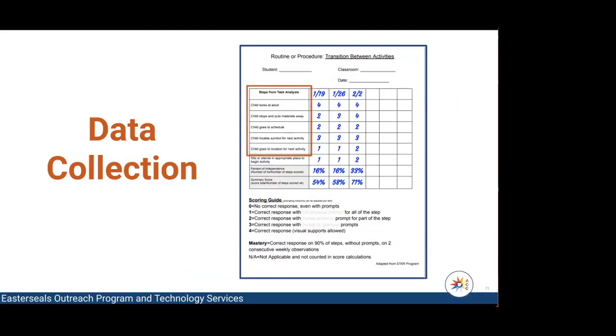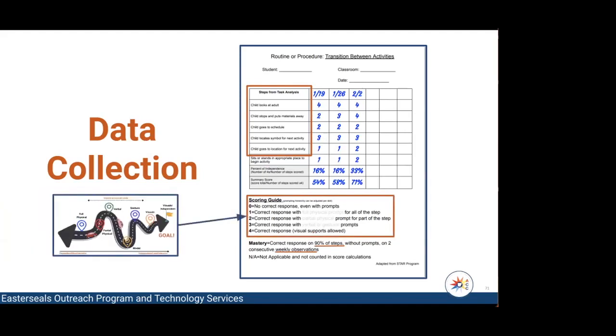There you have your task analysis for your routine. At the very bottom there, you have your percentage. What is the mastery level you want them to be at? How often are you going to collect data? We have a scoring guide, and if you notice, that's where you put your prompting levels too. And then you have your actual scores.